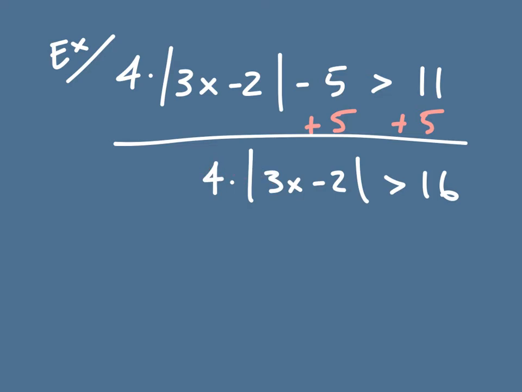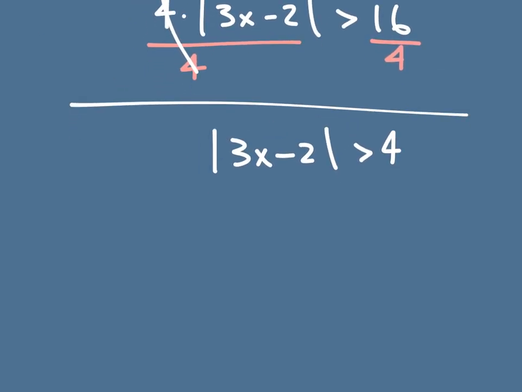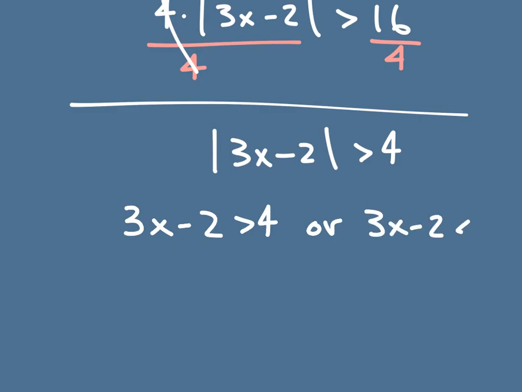What we want to do is divide both sides by 4, and the 4s are going to divide out here. So you've got the absolute value of 3x minus 2 is greater than 4. Because you've got an absolute value that's greater than a number, we want to separate this out into two different inequalities. So 3x minus 2 is greater than 4, or 3x minus 2 is less than negative 4. We're just following that rule that we talked about.